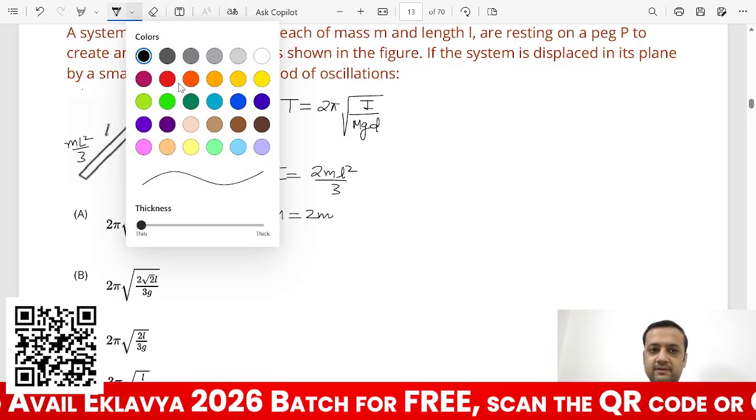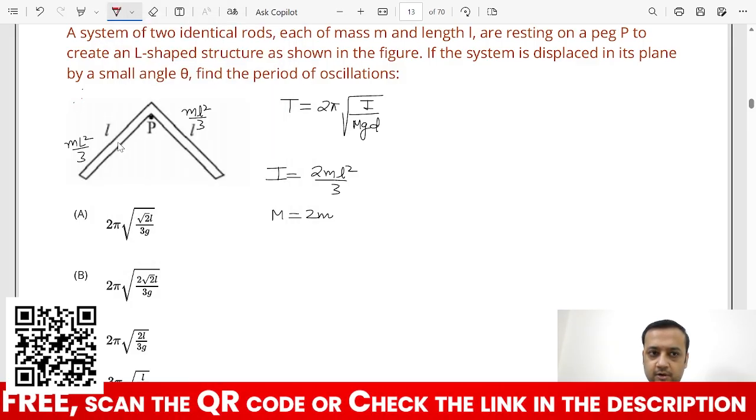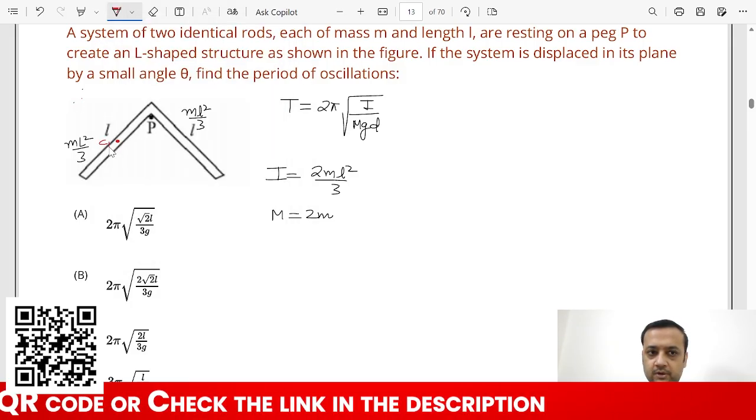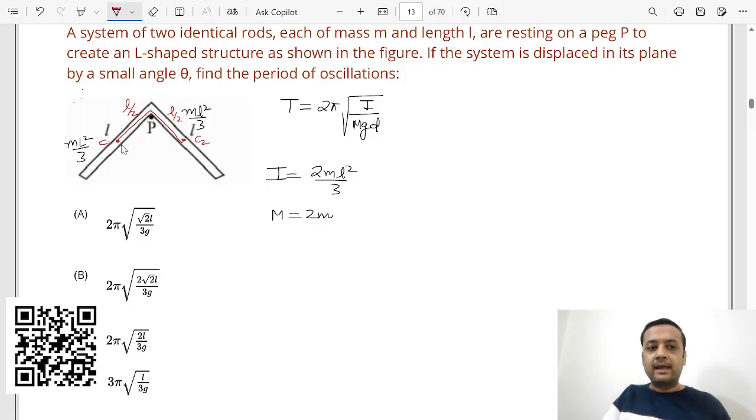So let's try to see where the center of mass will be. This rod will have a center of mass at the point C1, and this distance will be L by 2, right? The second rod will also have a center of mass at C2, and this distance will also be L by 2, right? And now we can say the center of mass of the entire system will be at the midpoint of C1 and C2, somewhere over here. So clearly this angle is 45 degree.